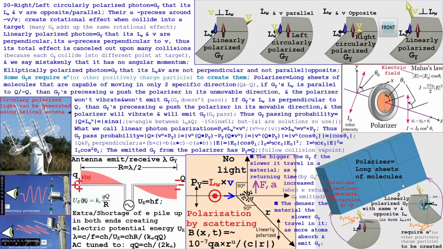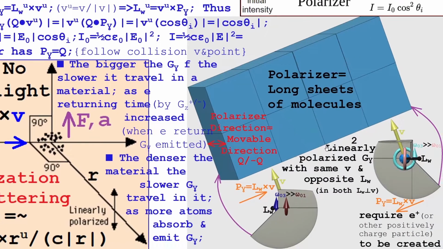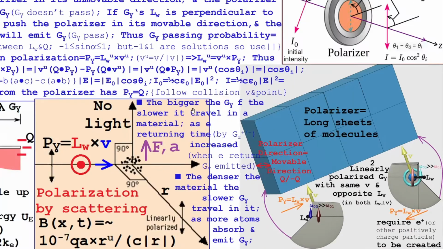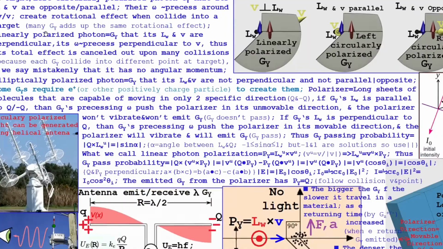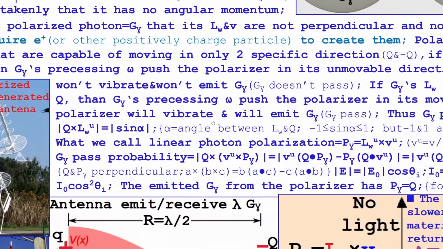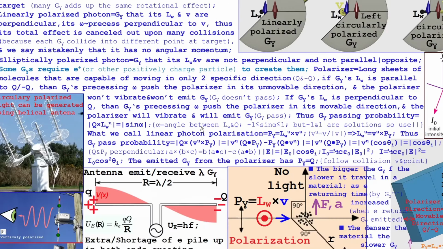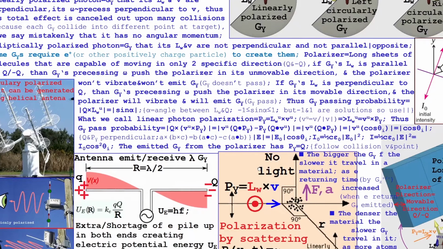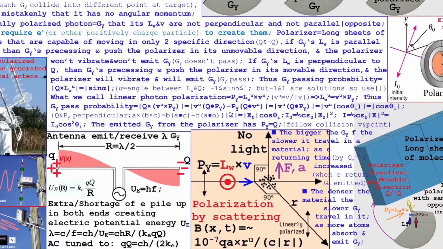What we call a polarizer is long sheets of molecules that are capable of moving only parallel or anti-parallel to a specific direction, referred to as the polarizer direction. The more the photon angular momentum is perpendicular to the polarizer direction, the more probable that it will pass through it. Because this photon will be capable of moving the polarizer upon collision. And the polarizer's moving particles will in turn collide with another G and generate another photon with the same properties and direction. This is because the photon tangential velocity is much greater than its translational velocity.